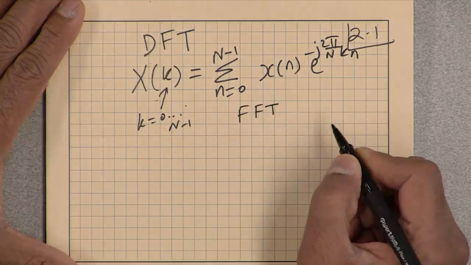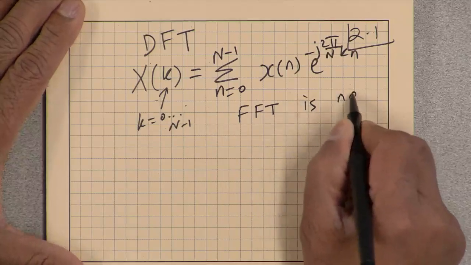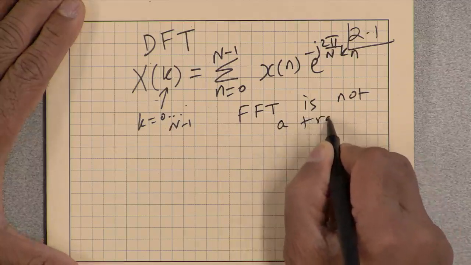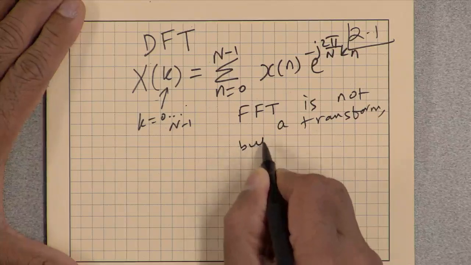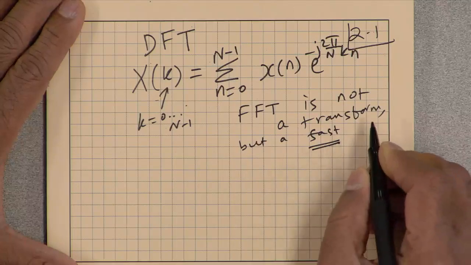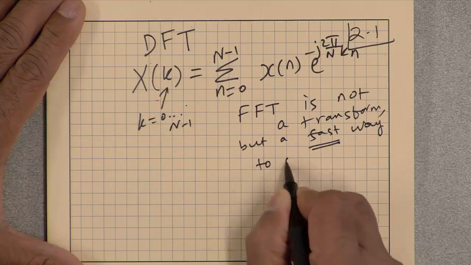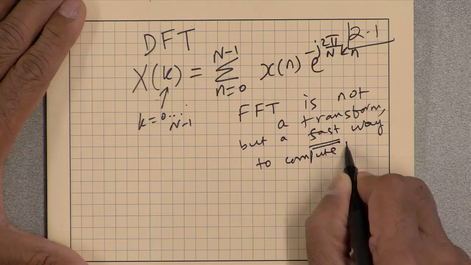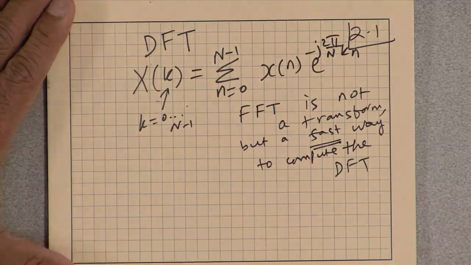So FFT, fast Fourier transform, is not a transform. When we think about Fourier transform, it's not really a transform as such, but rather a fast way to compute. Fast means fewer multiplications. So it's a fast way to compute the discrete Fourier transform.